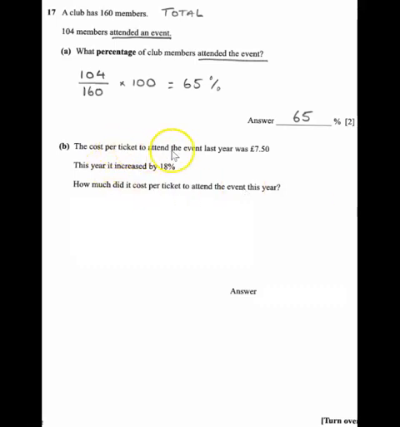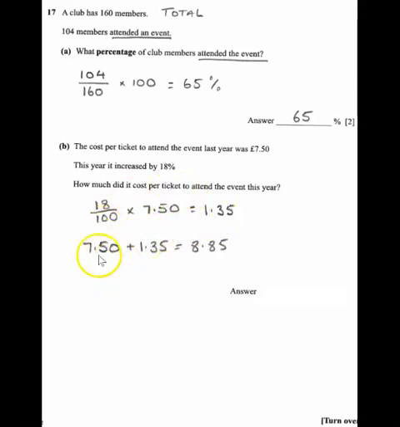Question b, the cost per ticket to attend the event last year was £7.50. This year it increased by 18%. How much did it cost per ticket to attend the event this year? So we look at 18 over 100, which is 18%, and you multiply it by £7.50. So 18% of £7.50 is £1.35, and as it's increased by 18%, we do 7.50 plus 1.35, which is equal to 8.85. So the final answer is £8.85.